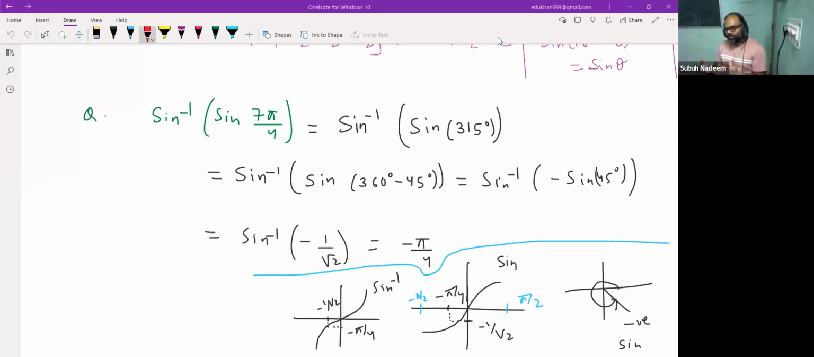And while doing these questions, you can also see how the graph is being applied in these questions, and your graph will also get revised, the graph which we did in the previous class.